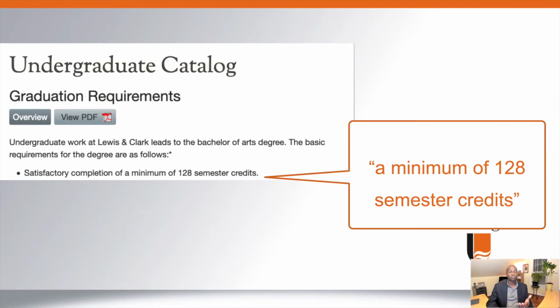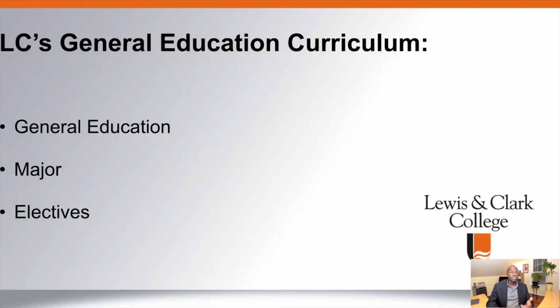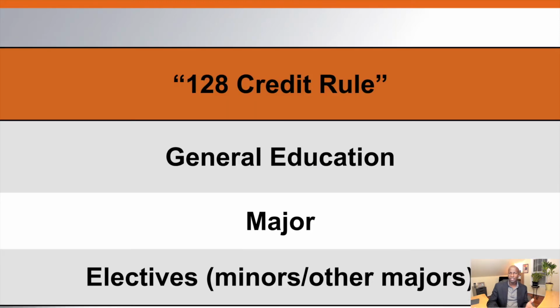Now, the place where this is formally expressed is in our graduation requirements. The first thing I want you to know about your graduation requirements at Lewis and Clark is that you will need a minimum of 128 credits in order to graduate. Now, those 128 credits are distributed across 3 broad categories: general education, your major, and your electives. And it looks something like this.